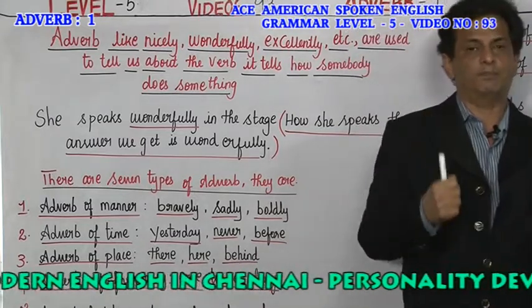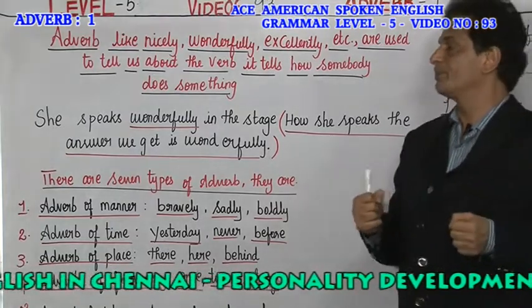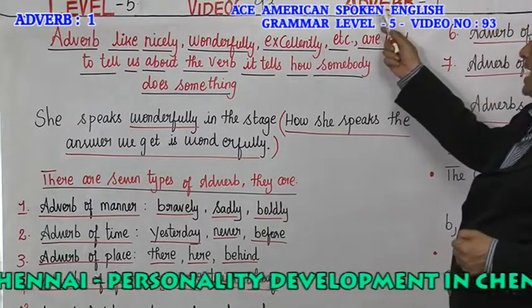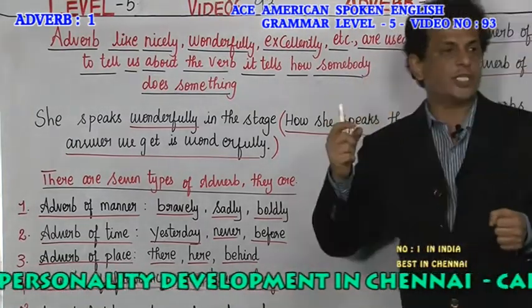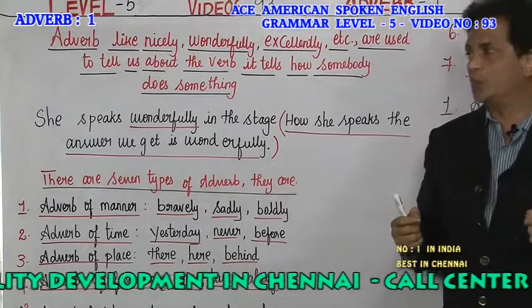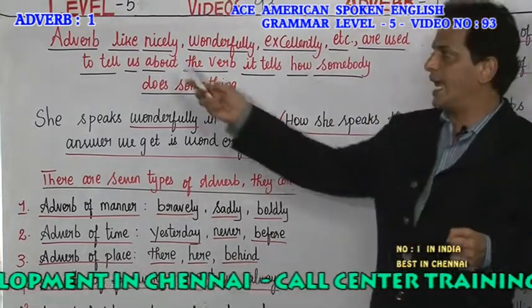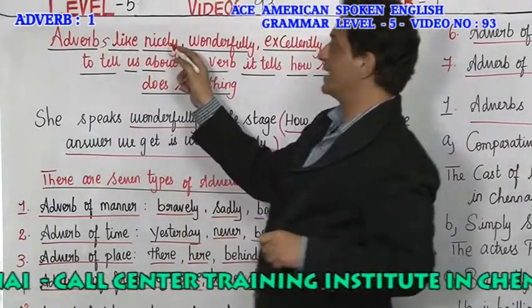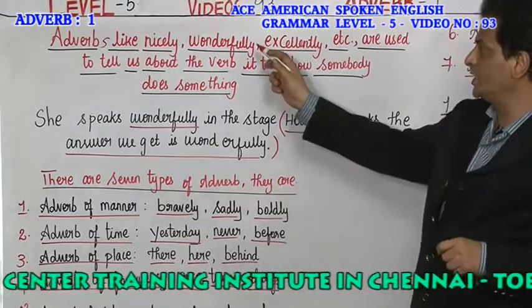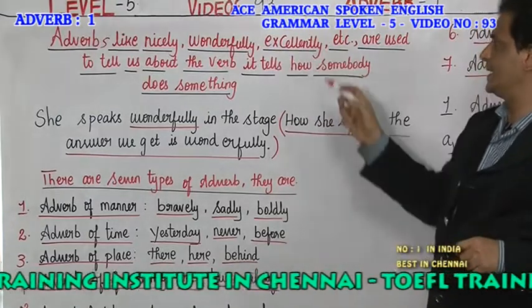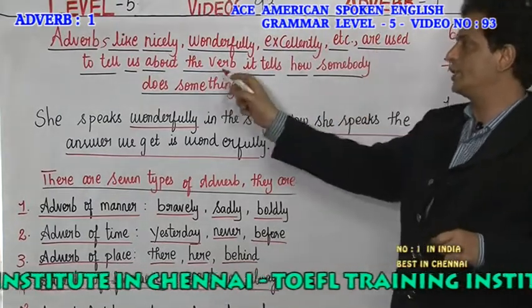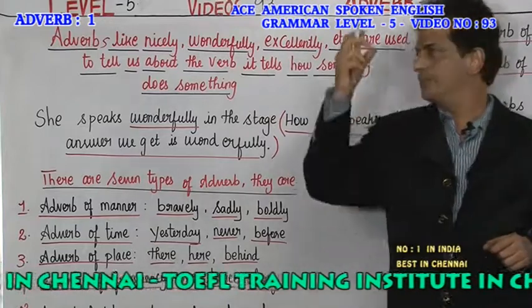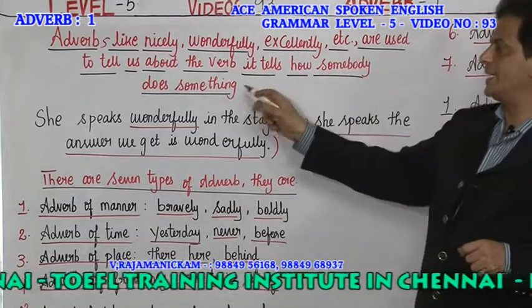So the fourth part of speech is adverbs. As the name suggests, it is adding some qualities to the verb. It is called adverb. What are adverbs? Adverbs like nicely, wonderfully, excellently are used to tell us about the verb. It tells how somebody does something.